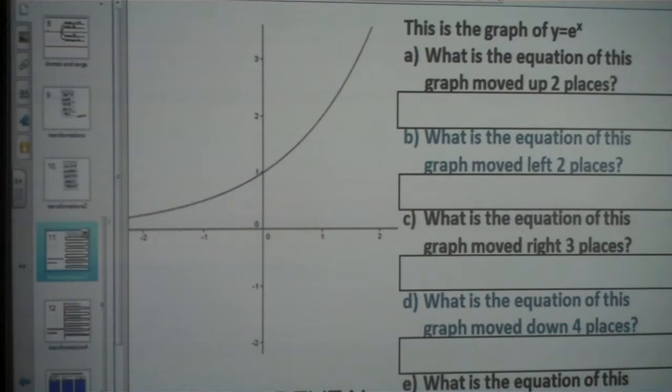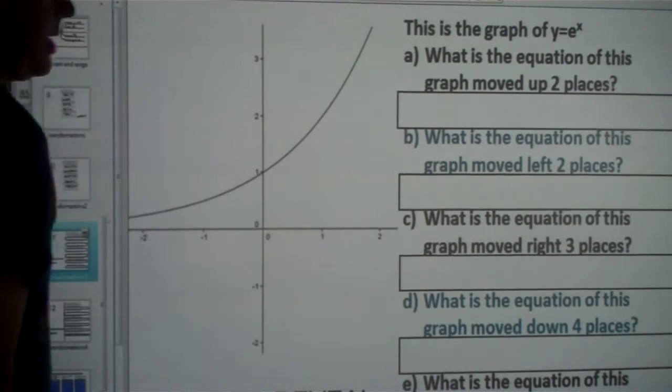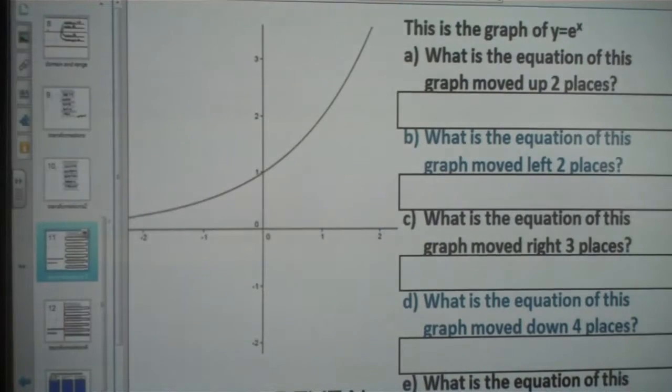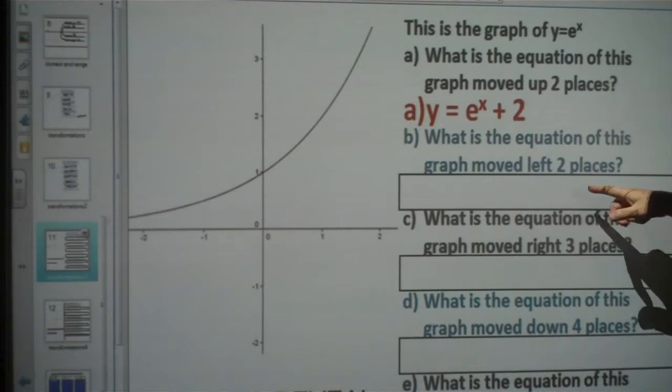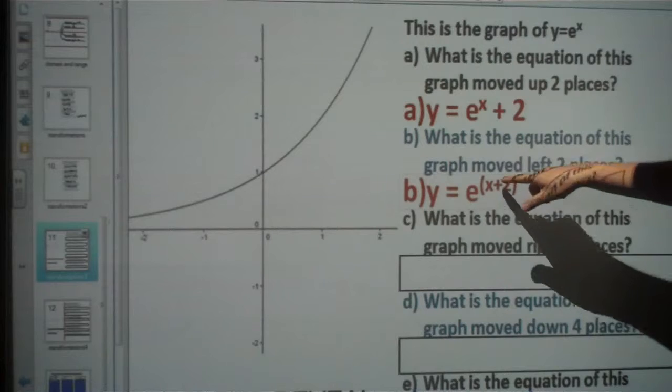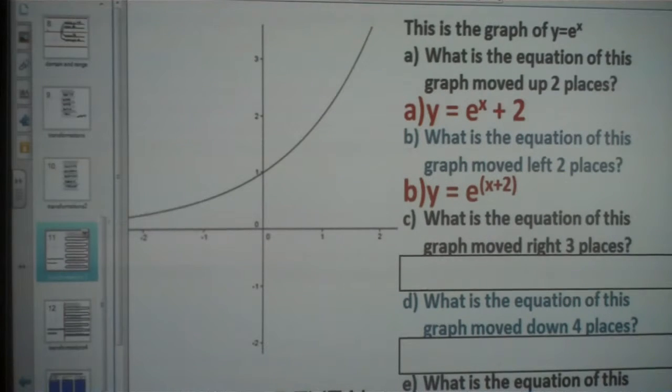Same idea with e to the x, and this one I've already got prepared actually. So if we move this up 2 places, we should know that's going to be plus 2 at the end. Left 2 places, so x we're going to replace by x plus 2, and we're going to do the opposite. And you might want to put parentheses around it, but you don't have to.